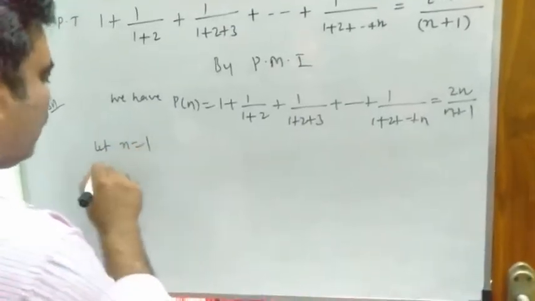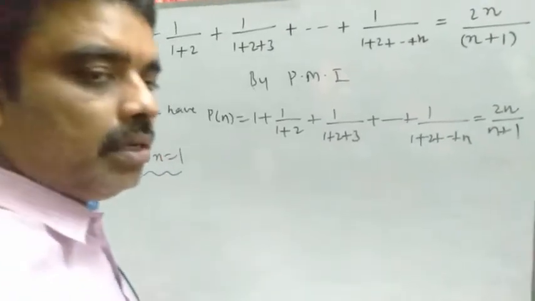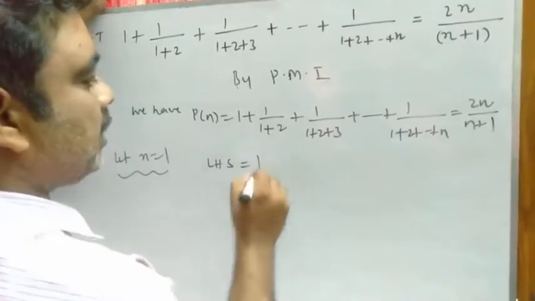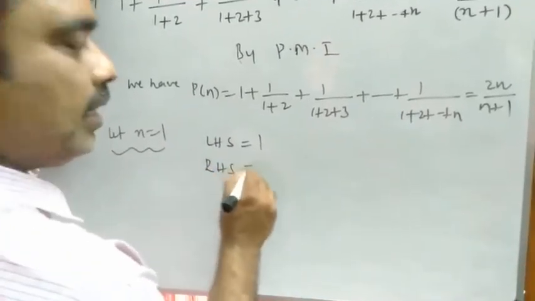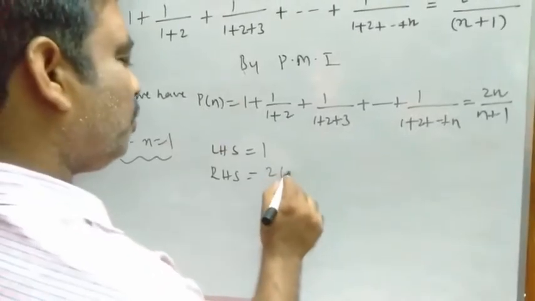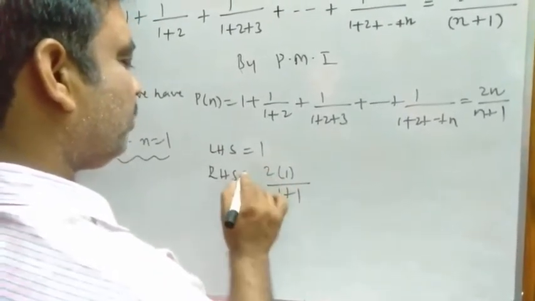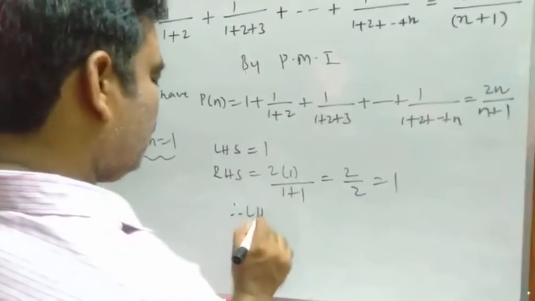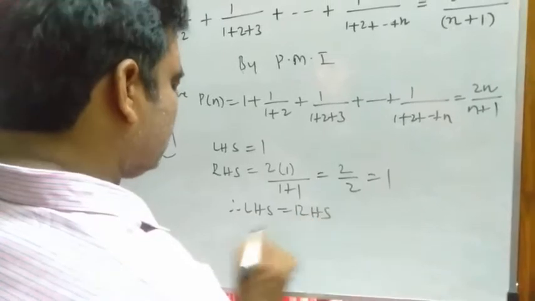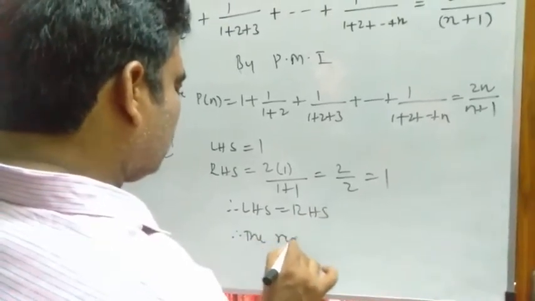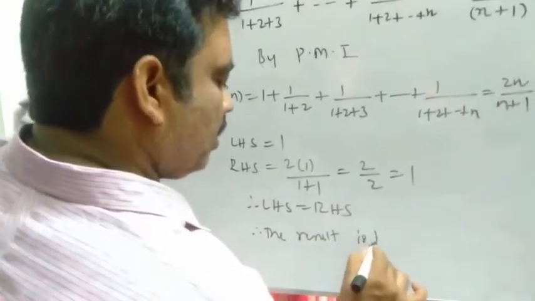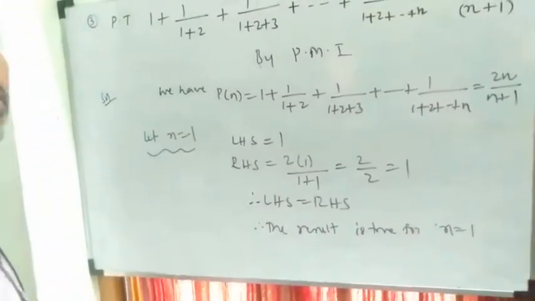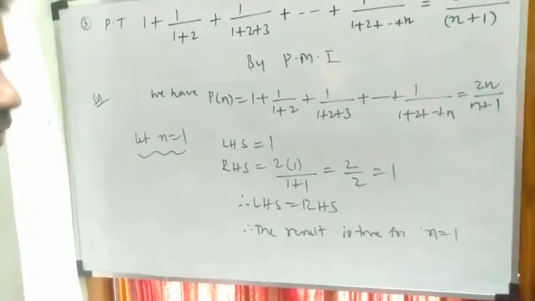Let n is equal to 1. So I am checking the given statement for n is equal to 1. For n is equal to 1, there is only one term, LHS is 1. And RHS is equal to 2 into 1 by 1 plus 1, that is equal to 2 by 2, that is 1. Therefore, LHS is equal to RHS. Therefore, the result or the statement P of n is true for n is equal to 1. The result is true for n is equal to 1.